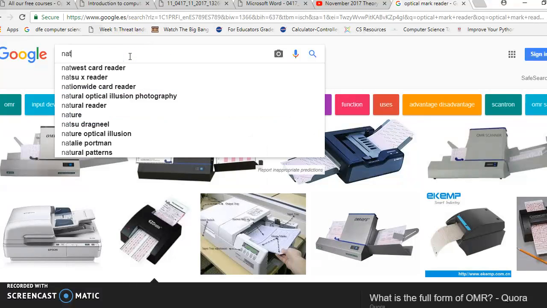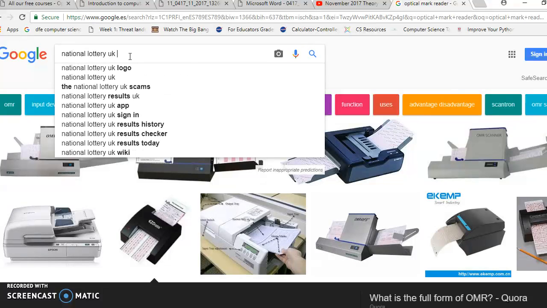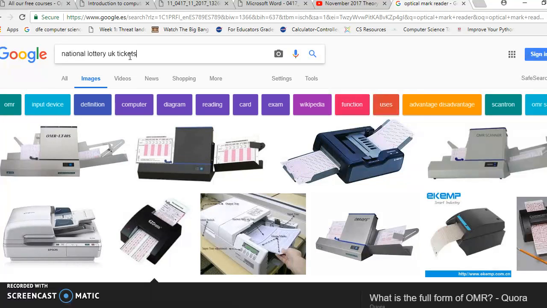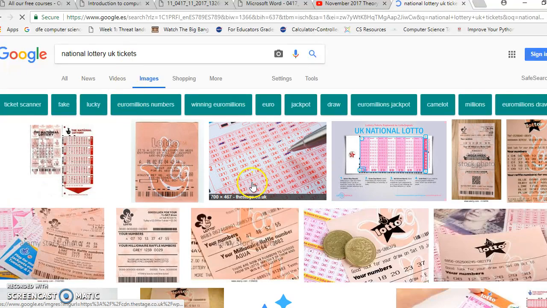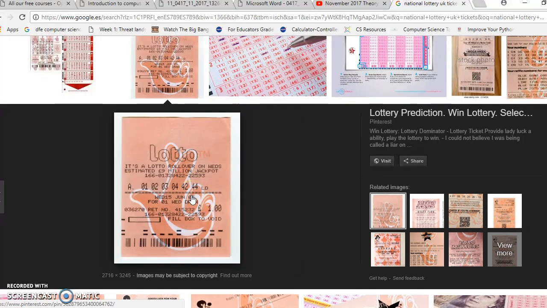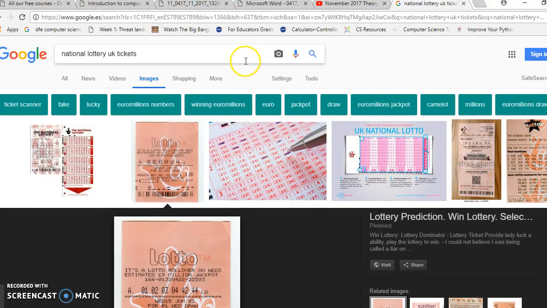So if I type in National Lottery UK tickets, you might be able to see what I mean when you mark them. Yes, here they are. In the UK when you're getting lottery tickets, you can use a pen, but generally you're supposed to use pencils for these. You would mark what numbers you want, it would go through a machine, and then it would print out your ticket. I actually remember being a child in school. This technology has been around a long time.